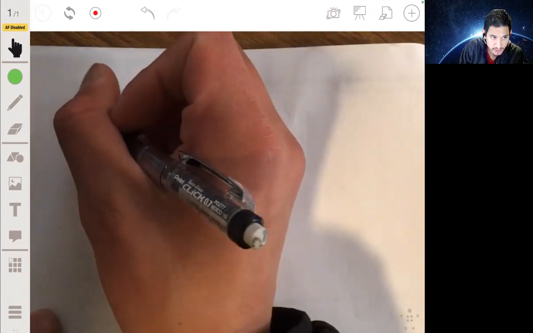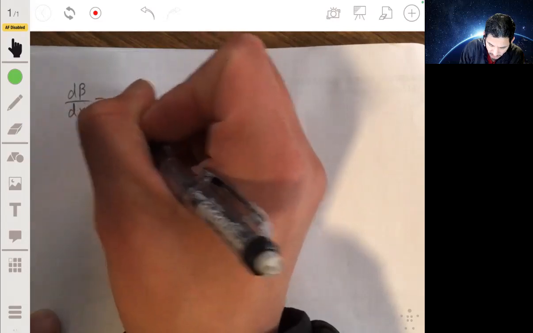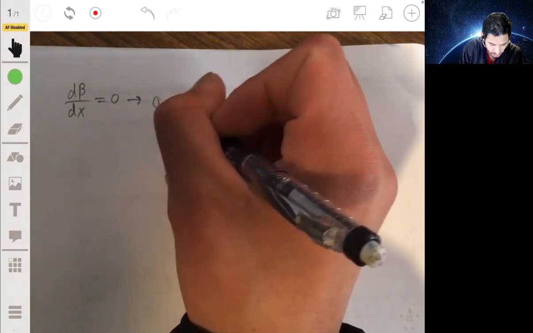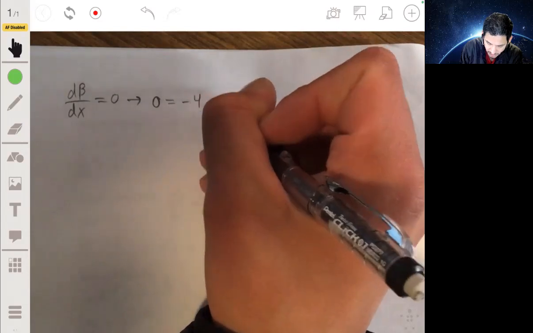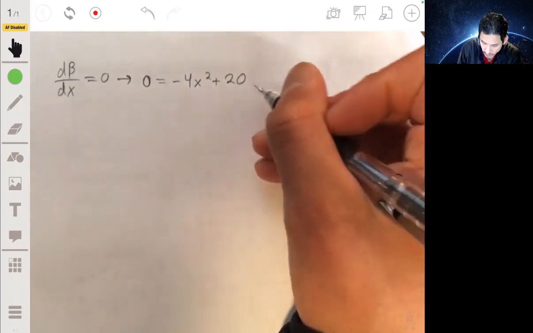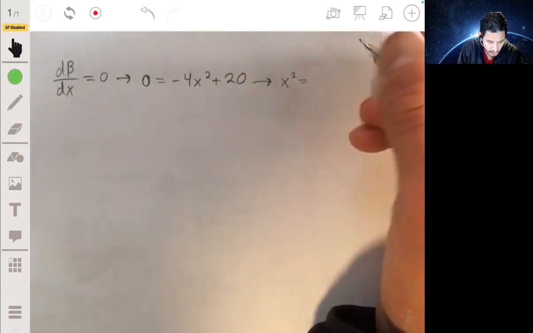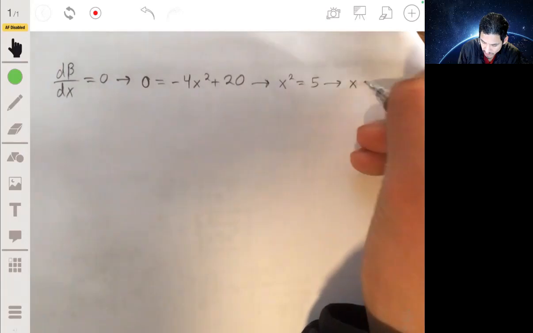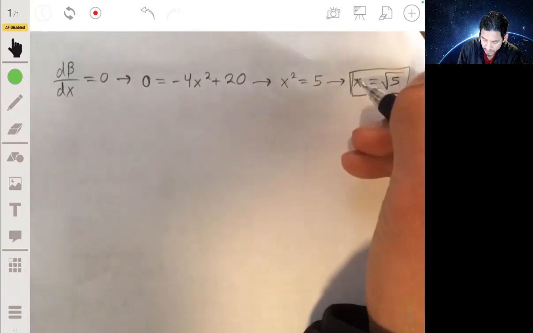So again, we're essentially solving for d beta dx equal to 0. So setting the numerator equal to 0 is what I meant. You've got 0 equals negative 4x squared plus 20. And solving this, we'll get that x squared will be 5. And then x is going to be the square root of 5, since x can only be positive.